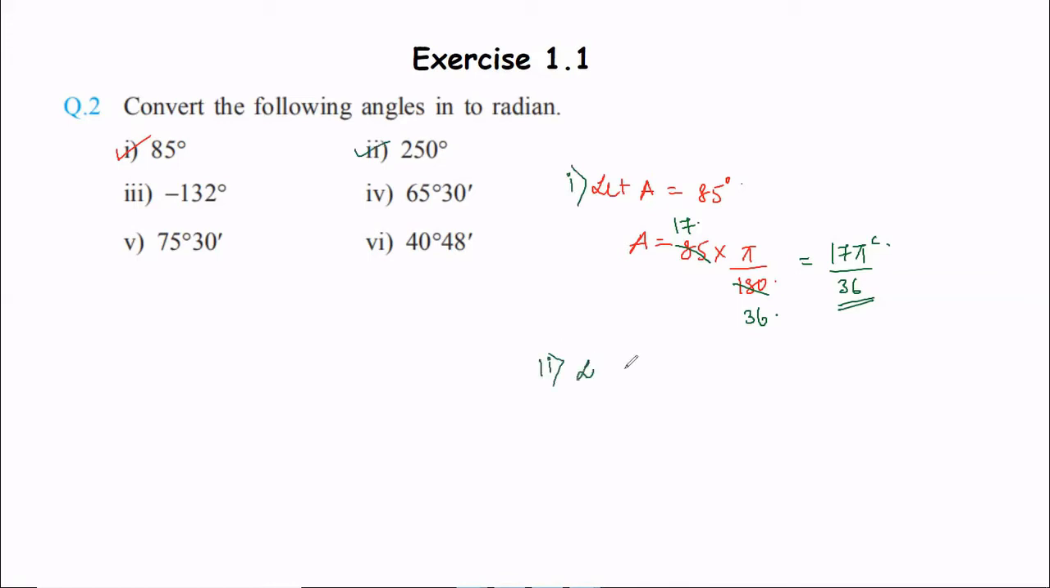Let angle A, you can take any letter, I am taking A, is equal to 250 degrees. So A is equal to 250 into pi by 180. Alright. So 0 and 0 cancel. We are having 18 and 25. Can we cancel it further? I don't think so, they have no common multiple to be cancelled. So 25 pi upon 18 radian is the answer. Similarly, we will solve the other 4 questions.